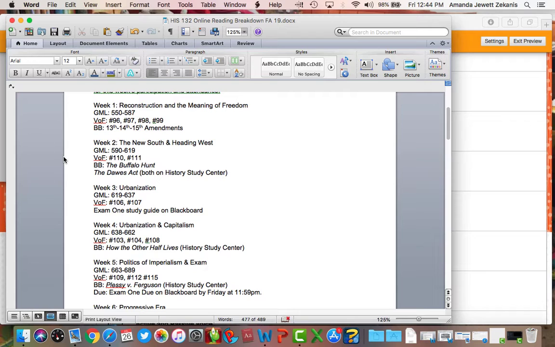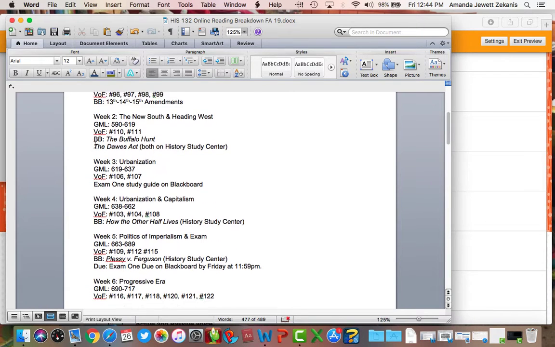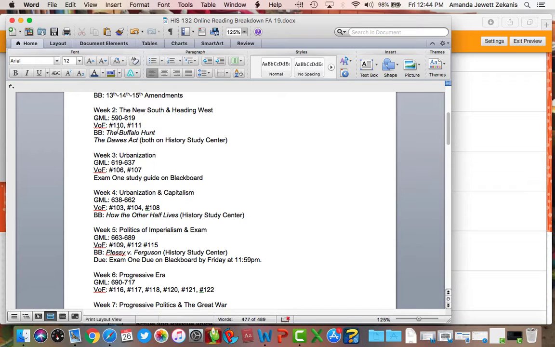So under each week, you've got Give Me Liberty pages, you've got the Voices of Freedom documents, and on Blackboard for that first week, you'll read the 13th, 14th, and 15th Amendments to the Constitution. This is going to keep going like this. And then on Blackboard, you're going to read the Buffalo Hunt and Dawes Act documents. Those are on History Study Center. More on that and accessing that in a minute.